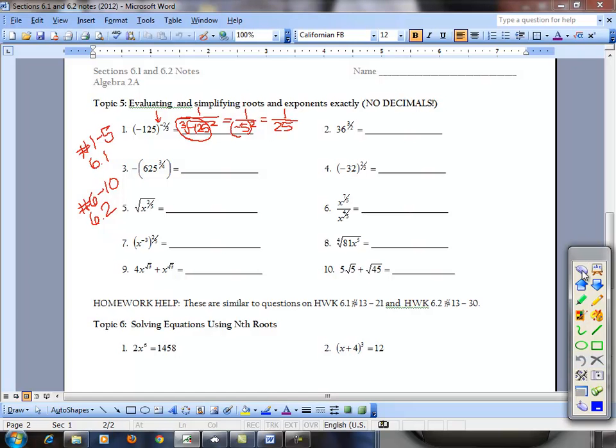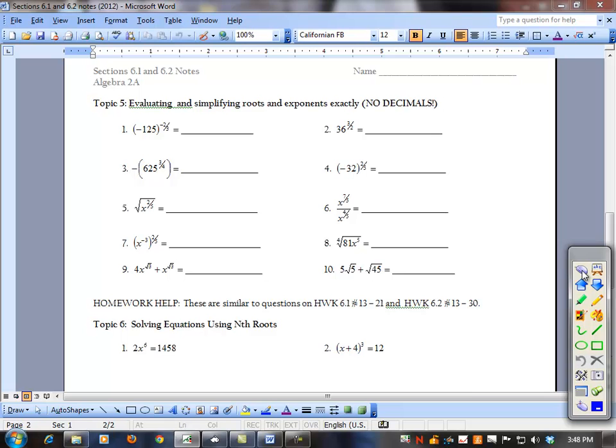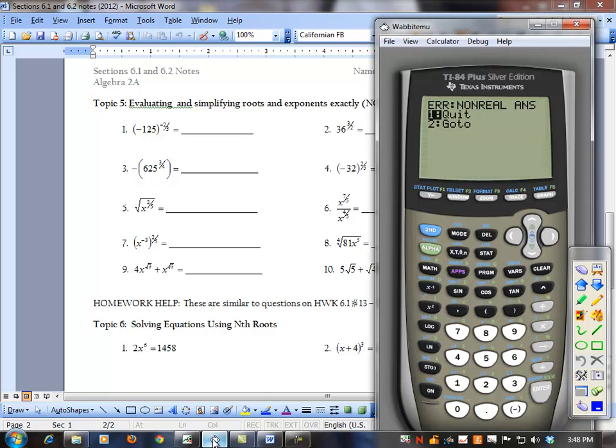Now, calculator-wise, let's look at that a minute. Where's my calculator? If I look at this, I want to take the cube root of negative 125. That's what we did first, is we cube rooted that. You got negative 5. And then we asked you to take negative 5 and square it, and you got 25. Because the exponent is negative, it's going to be 1 over 25.